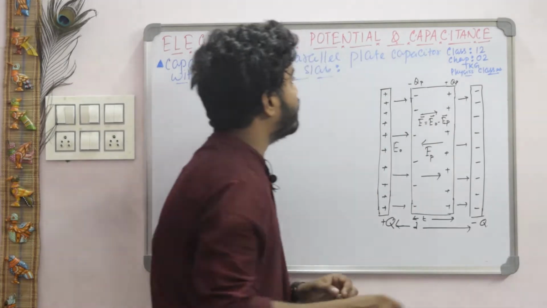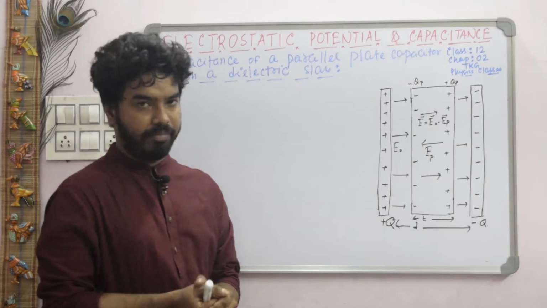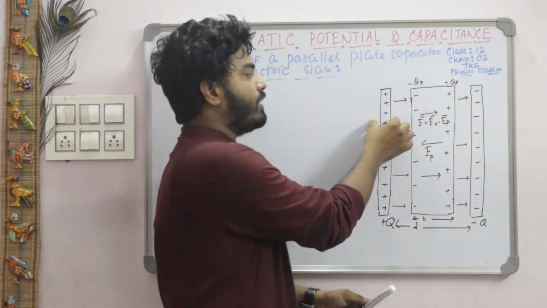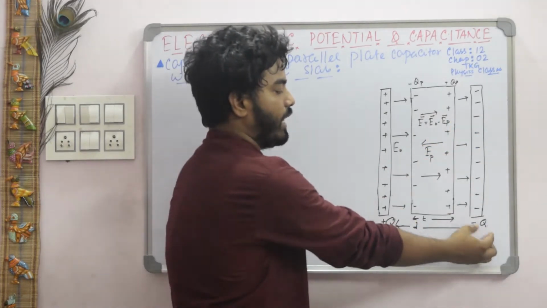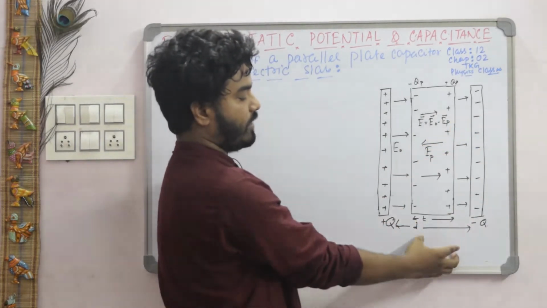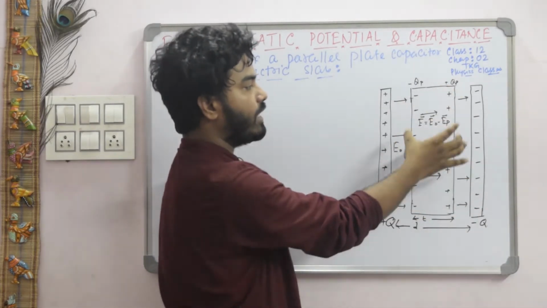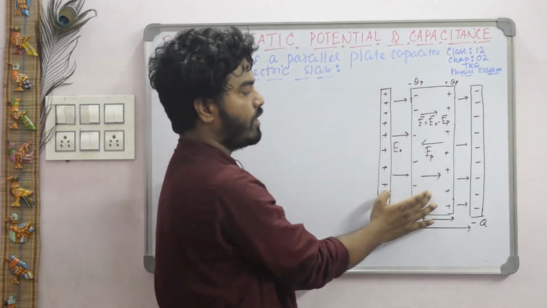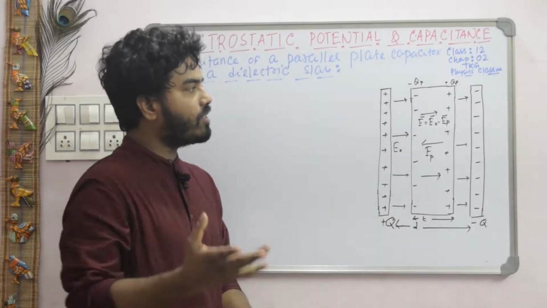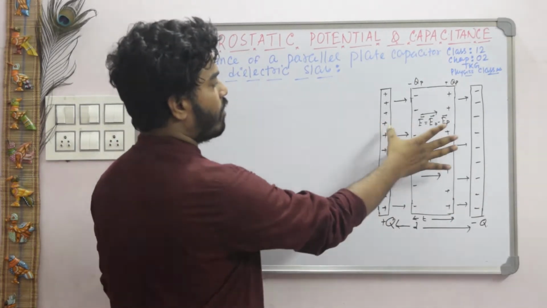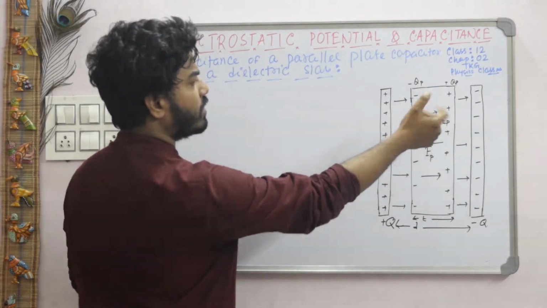For deriving the capacitance of a parallel plate capacitor with a dielectric, at first you have to know this diagram. This is a positive plate of charge plus Q, and there is a negative plate of charge minus Q, and the separation between the two plates is small d. Here, in between these two plates, there is a slab called the dielectric, of thickness T. Now what will happen here? At first, write the capacitance of the parallel plate capacitor when there is no dielectric slab, that is, air or vacuum.